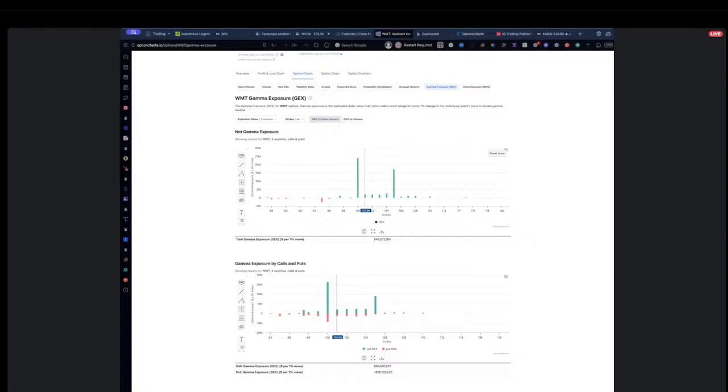Does gamma operate kind of like a magnet? This is a little bit of a misconception. So both yes and no. So if you take this Walmart one, for example, price is likely to be a little bit sticky or magnetic around these levels of high gamma, right? And that's because at the levels of highest gamma, that's where hedging is going to be kind of most, how do I explain this?